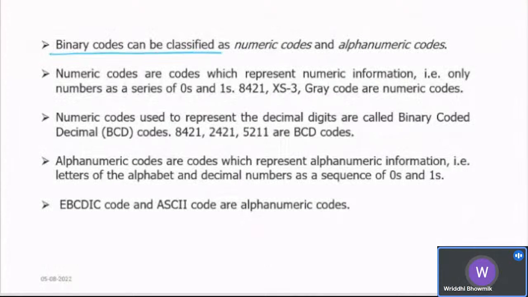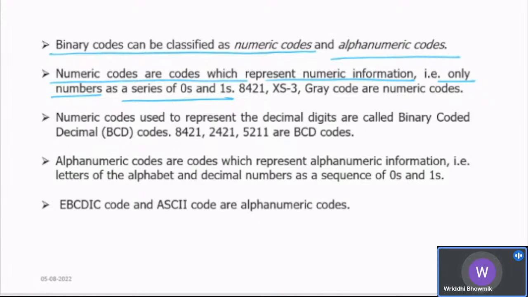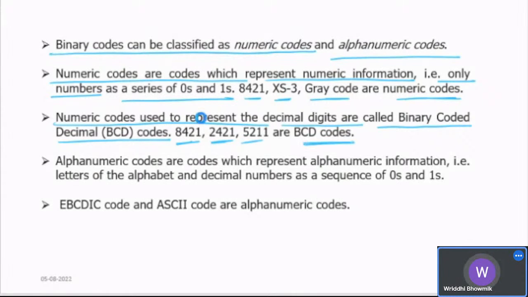Now, binary codes can be classified as numeric codes and alphanumeric codes. Numeric codes are codes which represent numeric information, that is only numbers, as a series of zeros and ones. 8421, XS3, Gray code are the numeric codes. Numeric codes used to represent the decimal digits are called binary coded decimal, BCD codes. That is, 8421, 2421, 5211 are the BCD codes. I will tell you what is 8421. These are the weights.